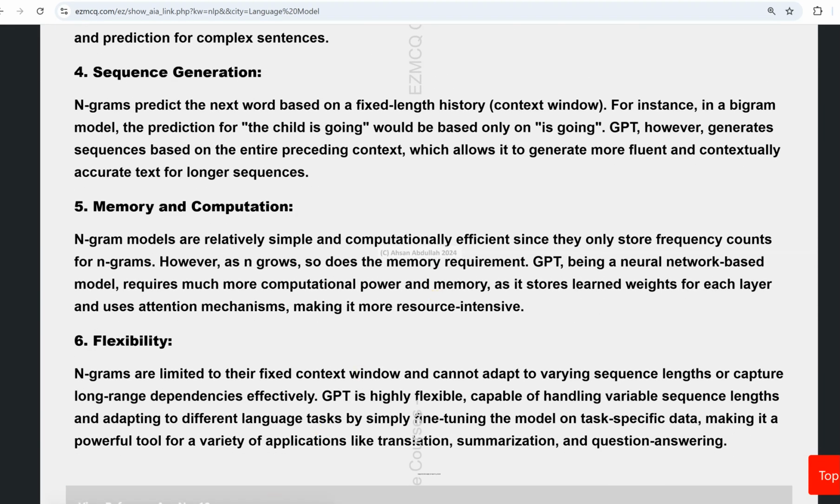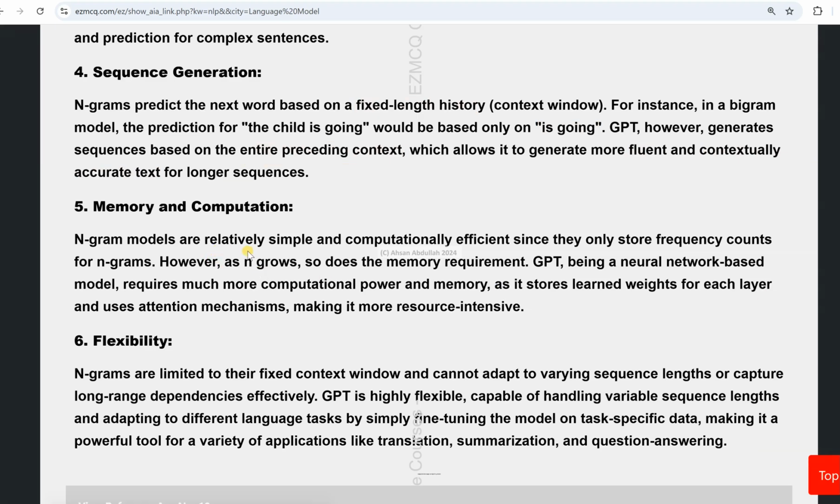Sequence generation. N-gram has a fixed length history, or window. If we look at bigram, it would be "is going" or "going to", and so on, which we have already discussed in previous lectures of this course. But GPT generates sequences based on the entire preceding context. So the text generated is more fluent and contextually accurate, and it is more human like, and it is more useful. All the adjectives are here.